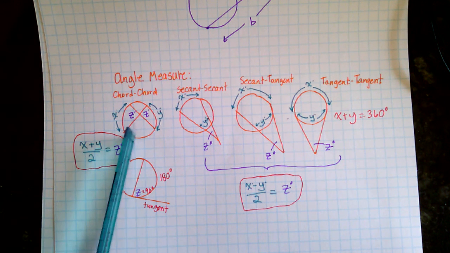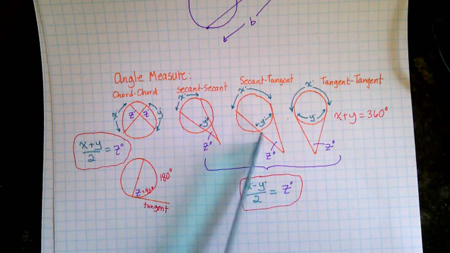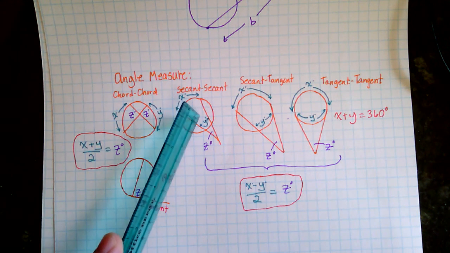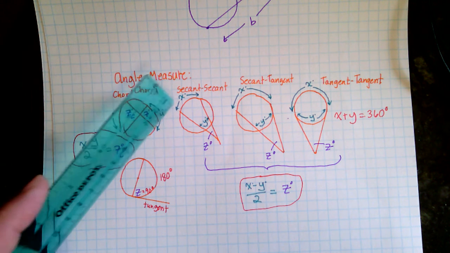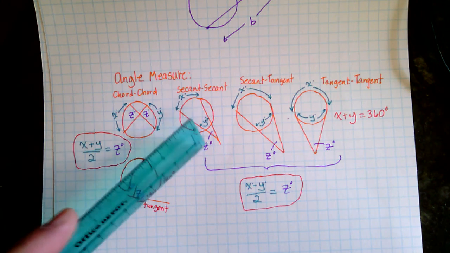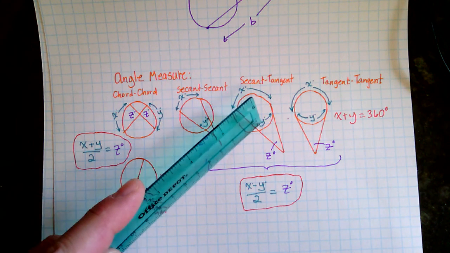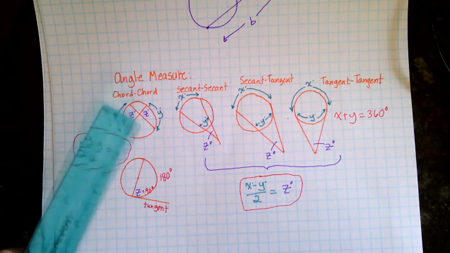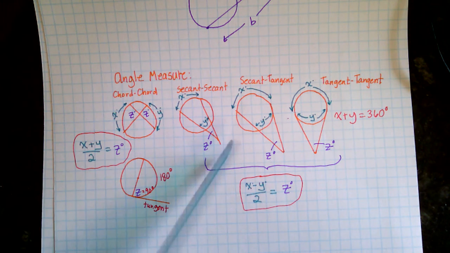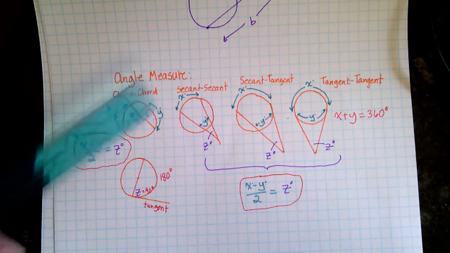That's for chord-chord. For any of these situations where the angle is outside of the circle, you subtract the arcs and divide by 2. So it's the average of the difference. So x minus y divided by 2 is z. So there's the formula for angles that occur outside of the circle.